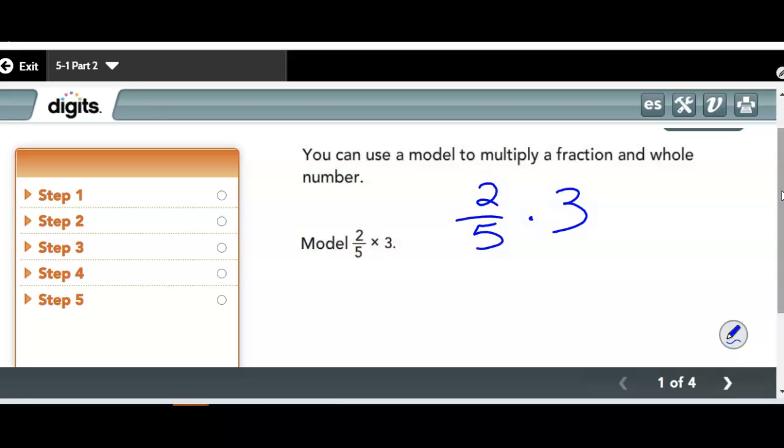I got a thumbs up back here. What do you think, guys? Yeah. What is 2 times 3 all together? What is 3 times 2? 6. Same thing. So the fraction doesn't matter. Multiplication order does not matter. You can write it as 2/5 times 3 or 3 times 2/5.